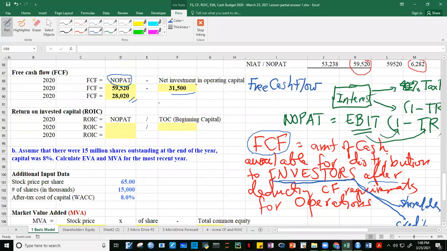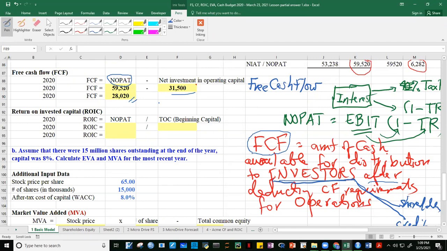28,000, which is actually 28 million kasi in thousands yung figures natin. So 28 million is the free cash flow for 2020. Good or bad? So it's always, guys, the higher the free cash flow, the better. Bakit? Kasi yung free cash flow, it's the amount available for distribution to whom?